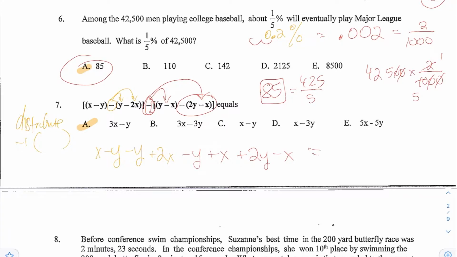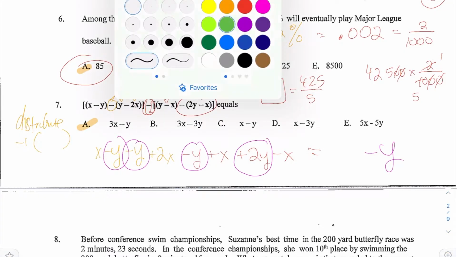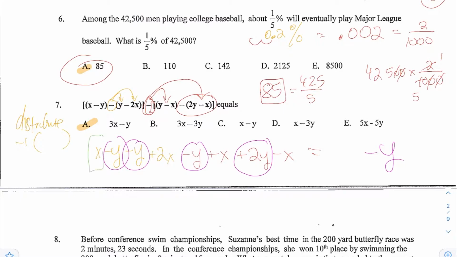So when you add everything up, you have 2y, minus y, minus y, and minus y. So that's 1 minus y left. And for the x's, you have x plus 2x, so that's 3x, 4x, and then minus x, that's 3x. So this is going to be 3x minus y, choice A.